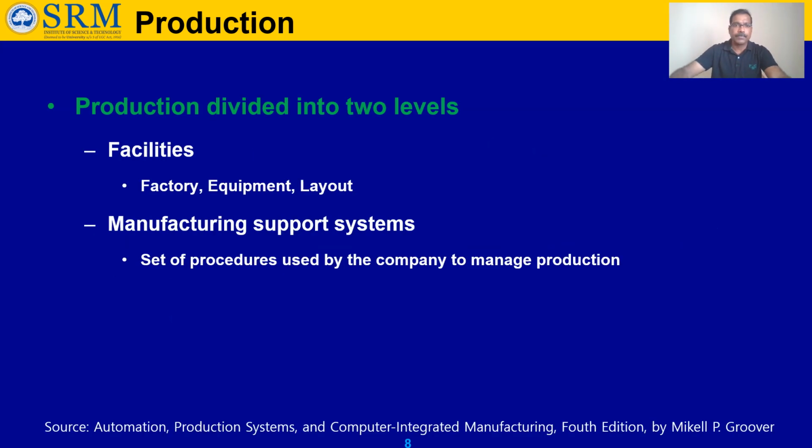Okay. So how is it divided? Production is divided into two major components. One is facilities, and another is the manufacturing support system. What comes under facilities, and what comes under the manufacturing support system? We'll study that in the next slide.